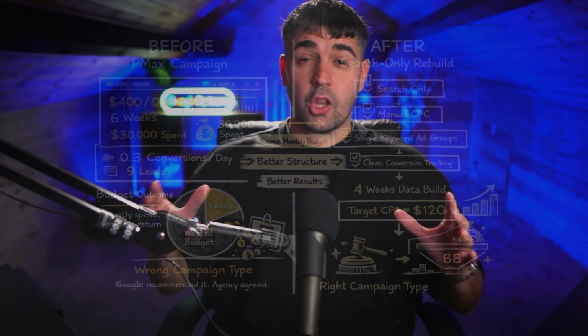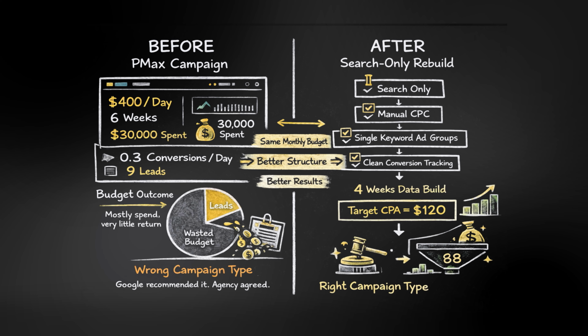This one's a cracker. Law firm, new account, Google recommended PMax. Their agency agreed. First 6 weeks, $400 a day spent, 0.3 conversions per day on average. 30 grand in 6 weeks, 9 leads. I rebuilt it as search only, manual CPC to start, single keyword ad group structure with clean conversion tracking like we've discussed. It took 4 weeks to build up data, then I switched to target CPA at $120. 8 weeks later, cost per qualified lead was $88. The same monthly budget, just in the right campaign type and in the right order.